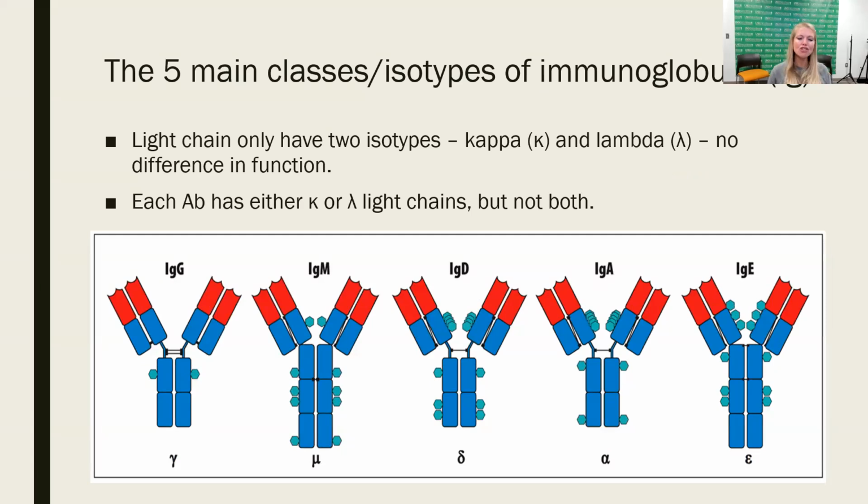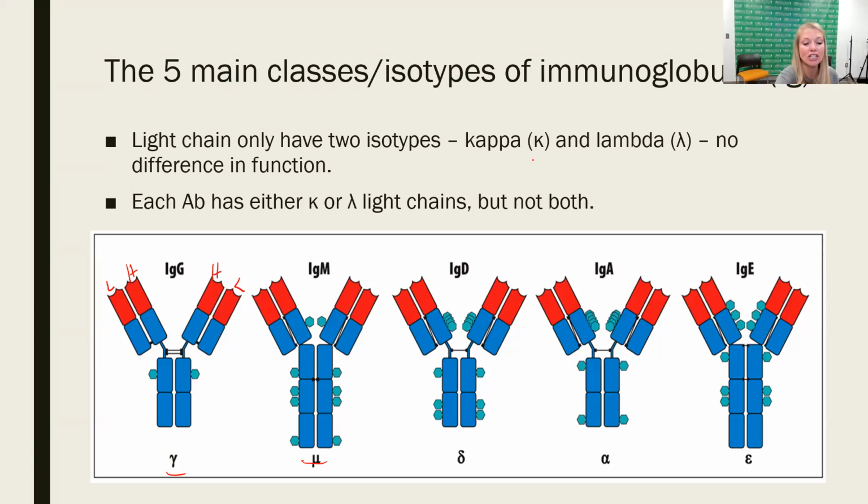Okay. So the heavy chain and light chain are going to be the same across all the antibodies, where we have two identical heavy chains and light chains on all of them. The subclasses are based on the type of heavy chain, whether it's gamma or mu or delta. Okay, so that's the heavy chain.